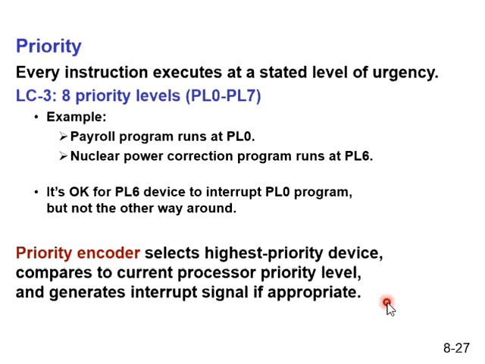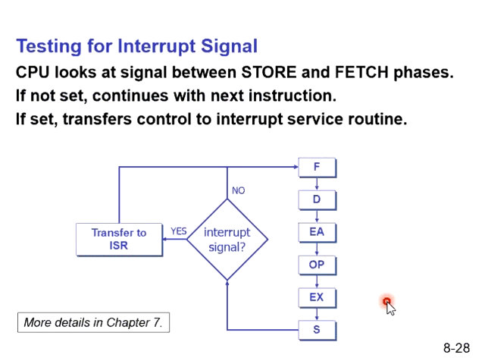Here is the process for checking for the interrupt signal. Do you remember instruction processing? We have 6 phases from fetching to storing. If you run a program, you have many instructions, and when you run each instruction, you have 6 phases for each one, from fetching the code to storing the data.